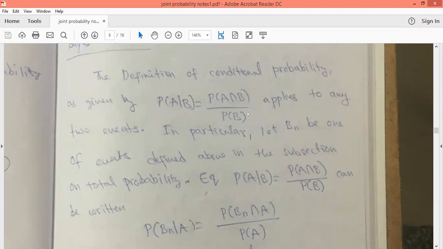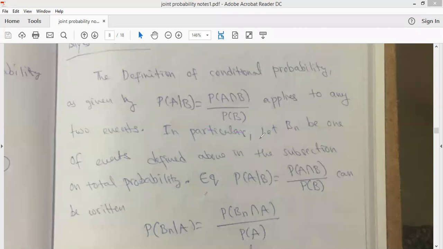For example, if you want to find out probability of A given that B has already occurred, in that case we have to use this conditional probability. So conditional probability is given by this equation, that is probability of A given B is equal to probability of A intersection B divided by probability of B.